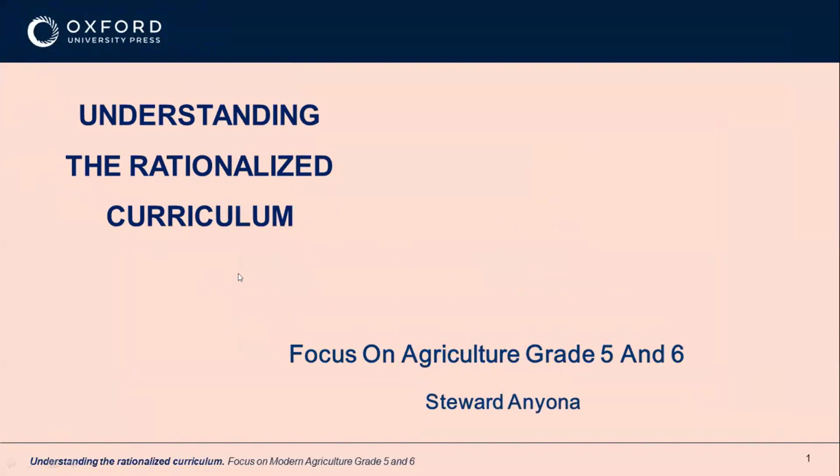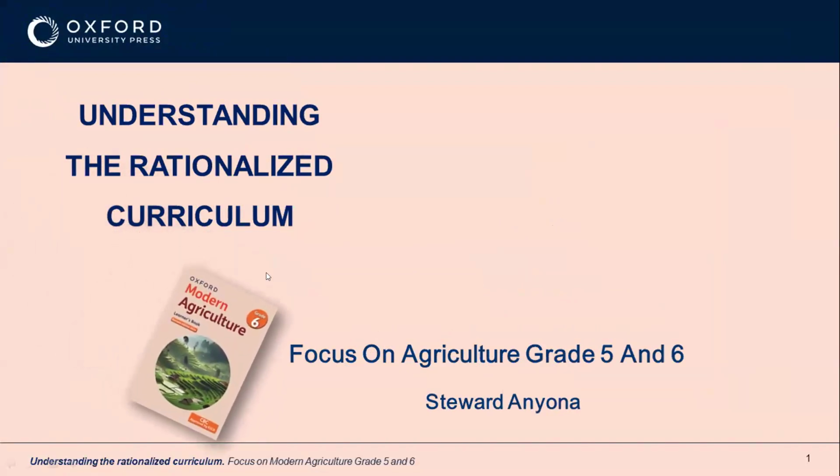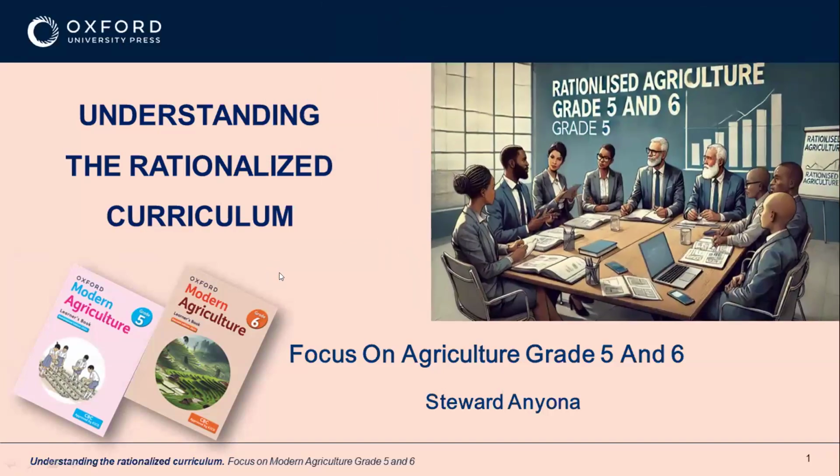Fellow teachers, basically we're going to have a journey with you for the rest of our 1 hour or so so that you can understand the rationalized curriculum. My focus will be grade 5 and grade 6. But of course, as my colleague panelists have said, even the science teachers can benefit a lot from this, because agriculture is closely related to science. So as I said, these are the 2 books that we're going to focus on today: Modern Agriculture grade 5 and Modern Agriculture grade 6. We shall move together through this journey.